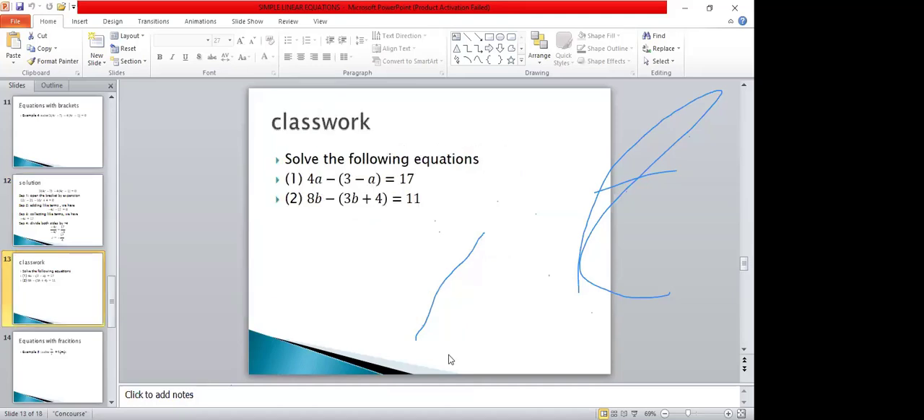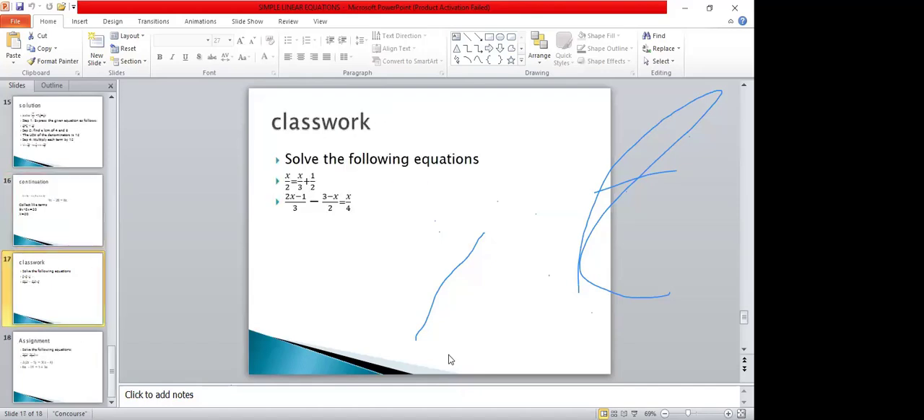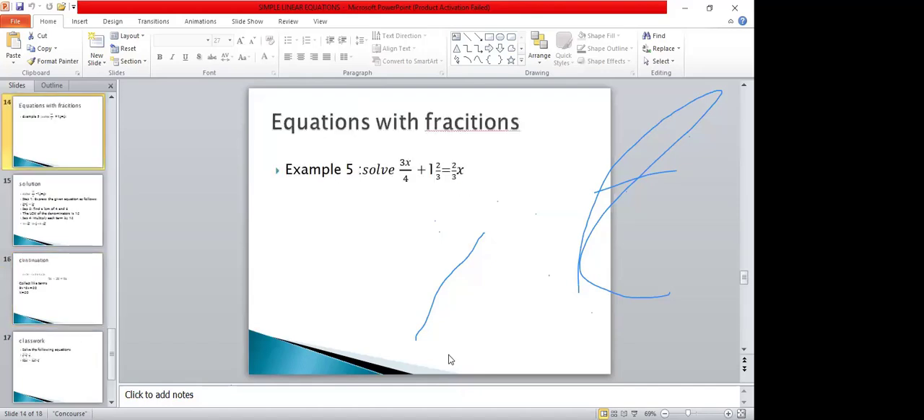Now you have this classwork. Solve the following equations. You can put this down quickly before we go for the last aspect of the topic, which has to do with equations with fractions. Okay, now let's look at equations with fractions.